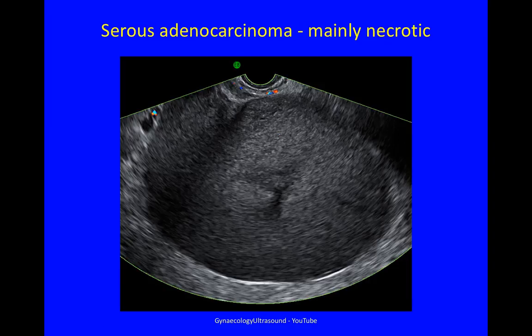This is an unusual mass. Again, it is irregular solid. The outline is irregular. The internal contour is also irregular. So it's irregular solid, no vascularity, and some shadowing. So this mass is irregular solid, no vascularity, some shadowing.